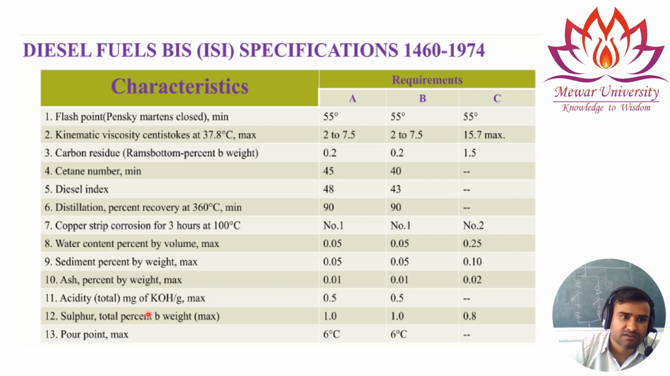Acidity in mg KOH per gram is 0.5, 0.5, and we have sulfur content, that is 1.0, and then in class C we have 0.8. Pour point we have 6 degrees centigrade, 6 degrees centigrade, and in C we have 6 degrees centigrade. So this was all a small piece of information about the properties and specification of diesel fuel.